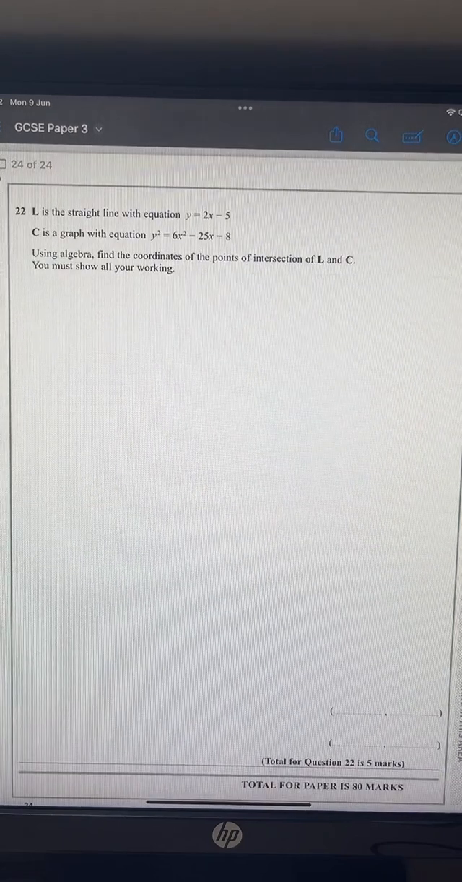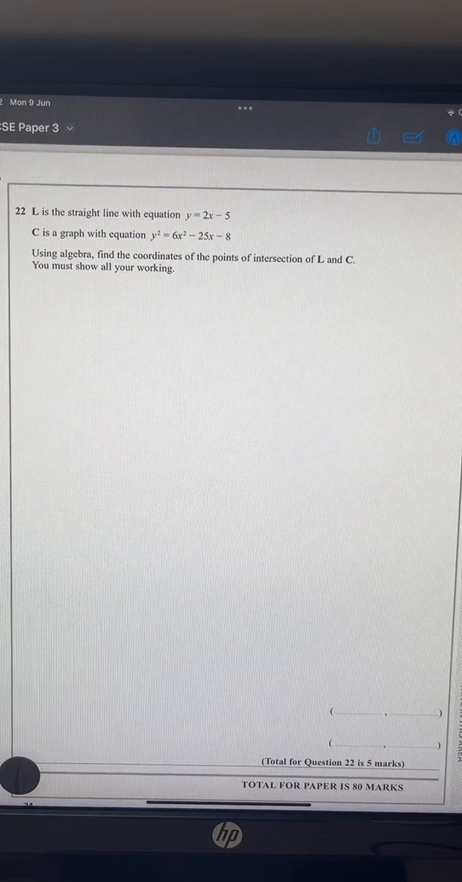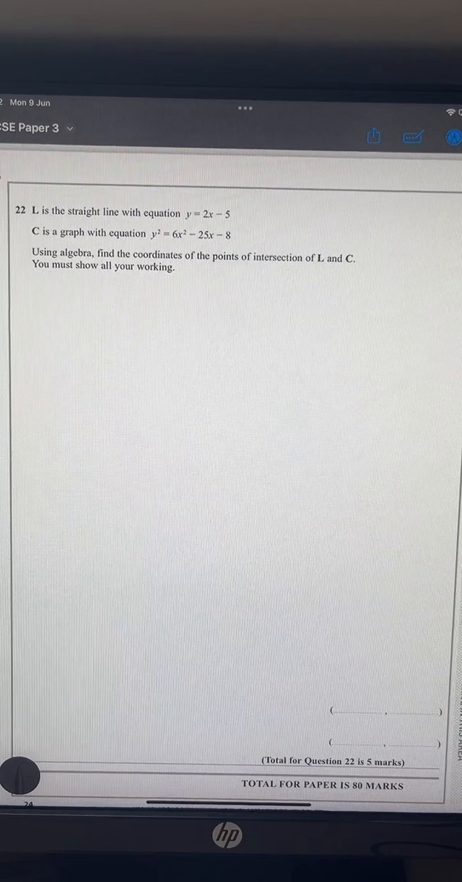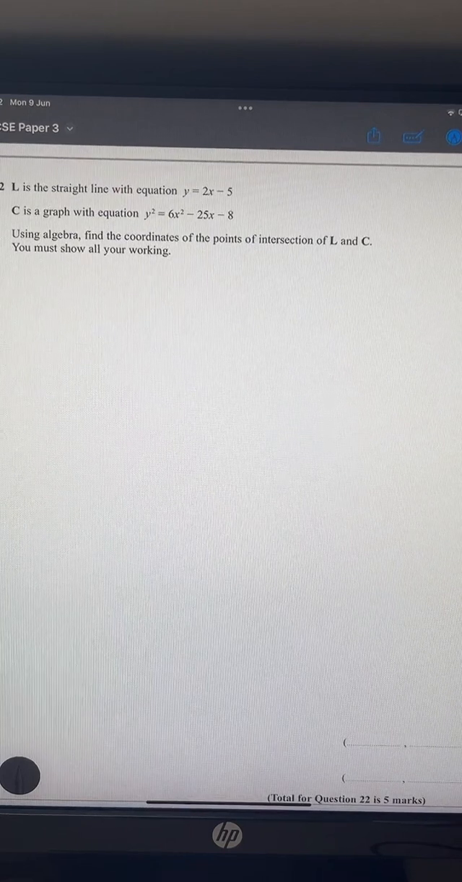Last question is beautiful for this paper. And it's beautiful, why? Because I like algebra. Again, big nerd. So, L is a straight line with this equation. C is a graph with this equation. Using algebra, find the coordinates of the points of intersection of L and C.